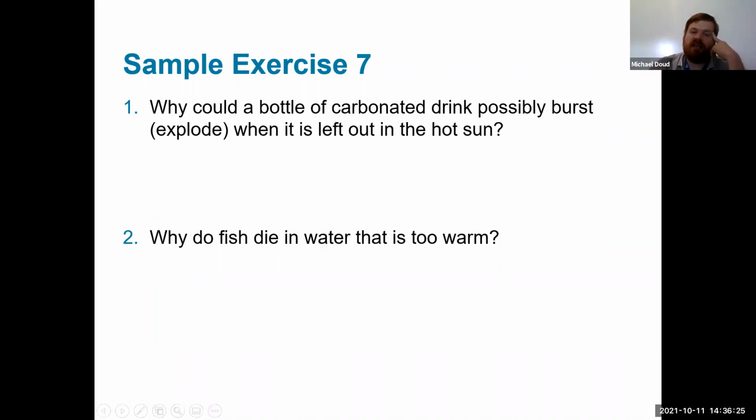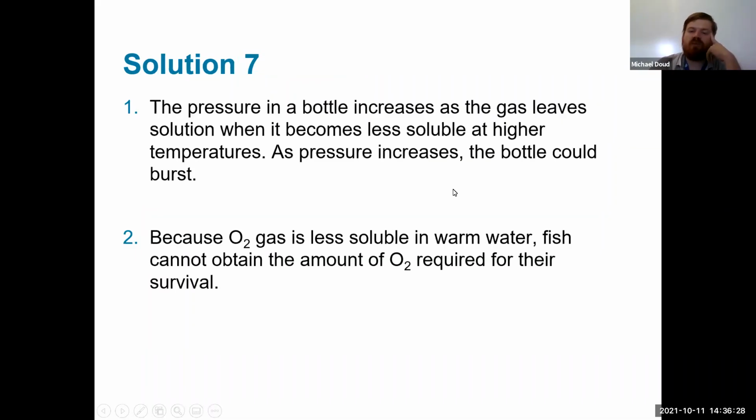And then finally, fish die in water that's too warm, because as water warms up, oxygen is less and less soluble in it. And of course, fish, just like us, need a certain amount of oxygen to be able to breathe. So if the concentration of O2 is too low, it's just like us if we're running out of oxygen, like in space or in a submarine. So because oxygen got less soluble, all of a sudden those fish can't survive.